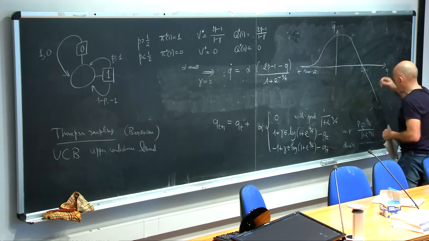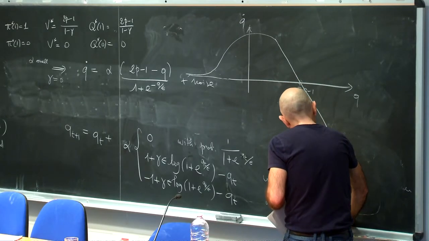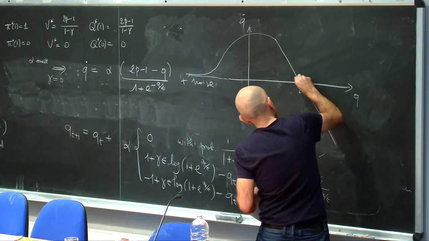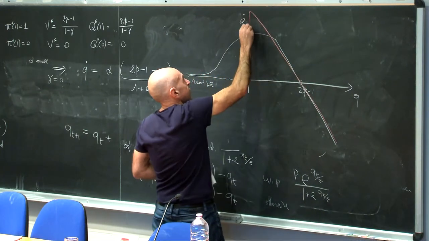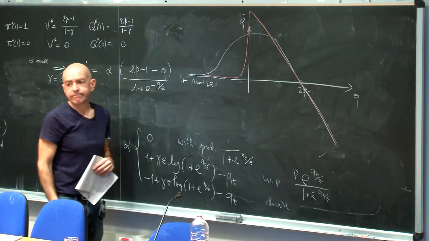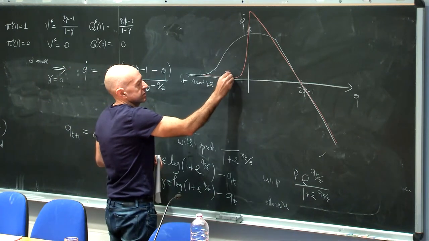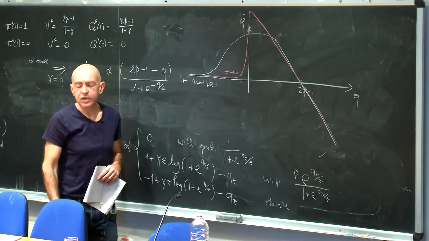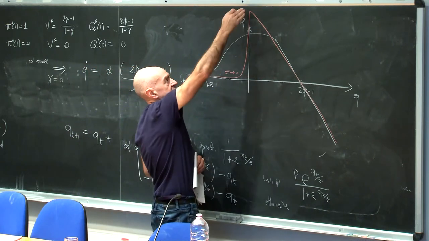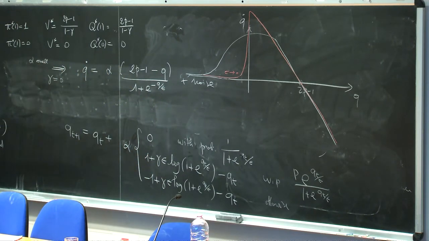And then if you decrease epsilon, eventually, when epsilon is very, very small, you get some curve like this. We go like this, and then fall off very rapidly here. So this is for epsilon tending to zero. Eventually it becomes a sawtooth profile like this, then falls down, and then it's zero. Exactly.